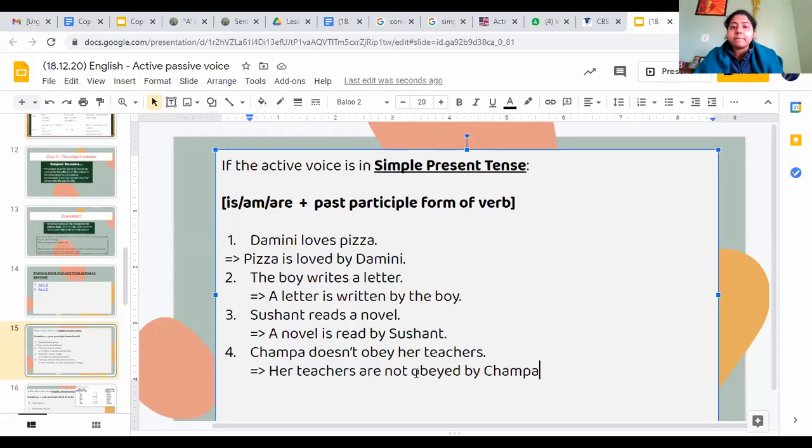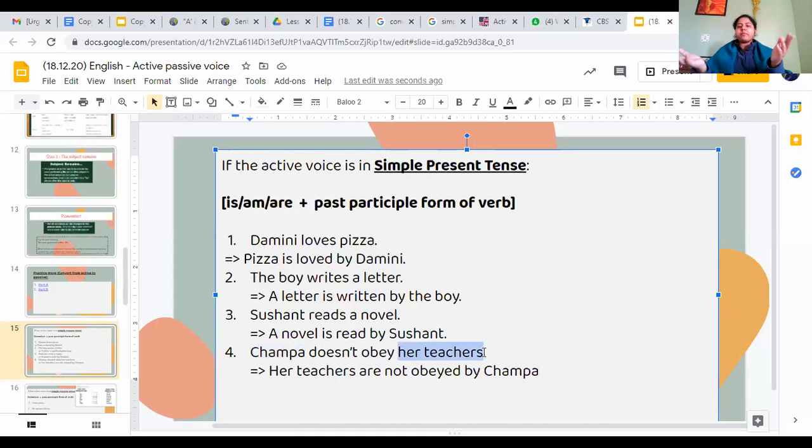Teacher, I have doubt in the fourth. Means how did it come? Her teachers means I didn't understand that. Okay. The fourth one. The only thing you need to understand is subject और object कौन सा है. Subject is Champa. ठीक है? Because I will ask who or what doesn't obey. Champa doesn't obey. So this is my subject. Now, doesn't obey whom? Her teachers. So this whole her teachers is my object.